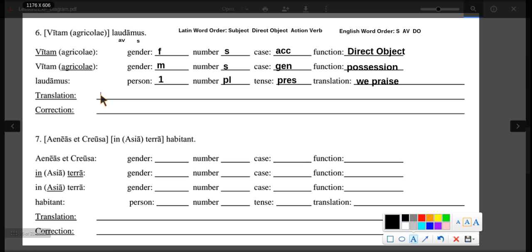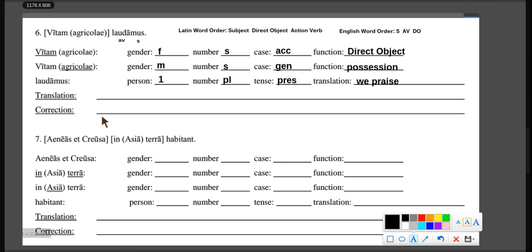We have our verb and our subject already translated. So we praise, laudamus. And then, what are we praising? What receives the action of the verb here? It is the vitam, so the life. And whose life? It's the life of the farmer.